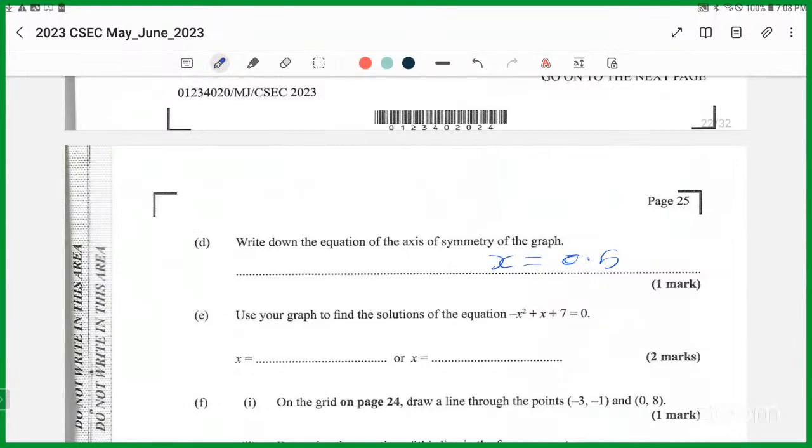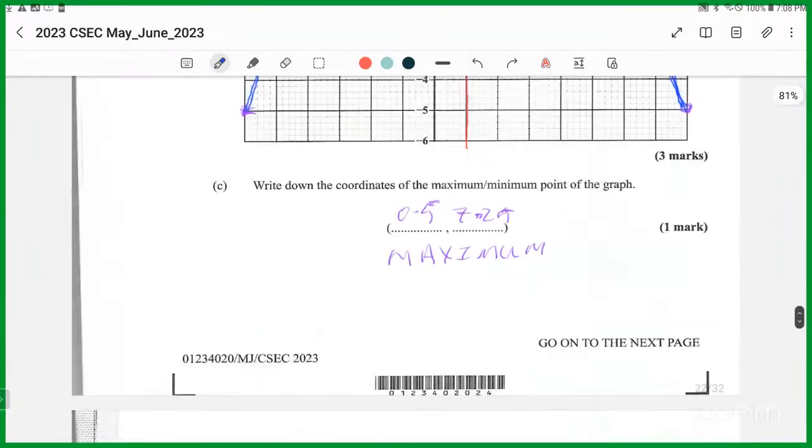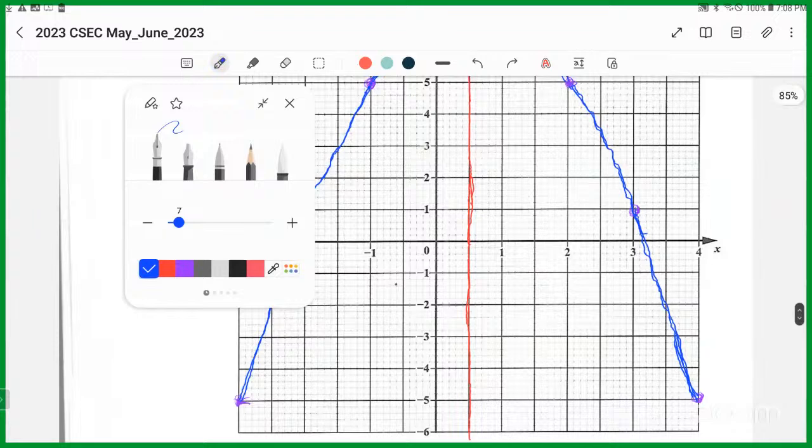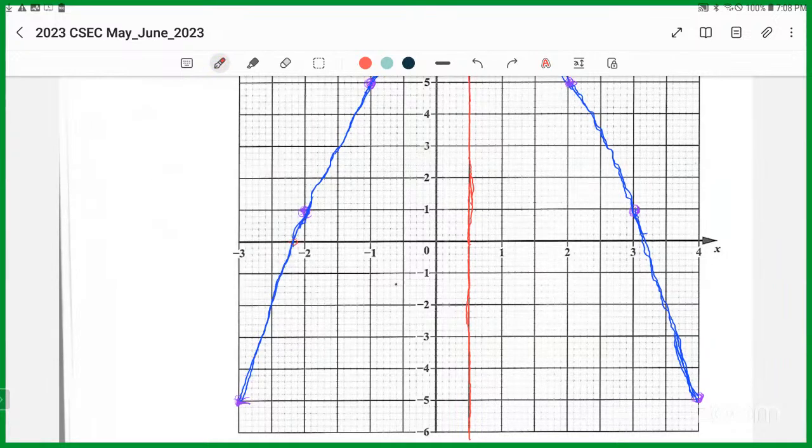Next part. Using your graph, find the solution set for this. Know what that is? That gives you the roots. That's a quadratic equation. This gives you the roots. The roots are the x values where the graph intersects the x-axis. That's what you want. Just use the graph, not the long way of calculating it. Look at the graph and find the roots. We're talking about these 2 points. This is one of them. Look at the root.